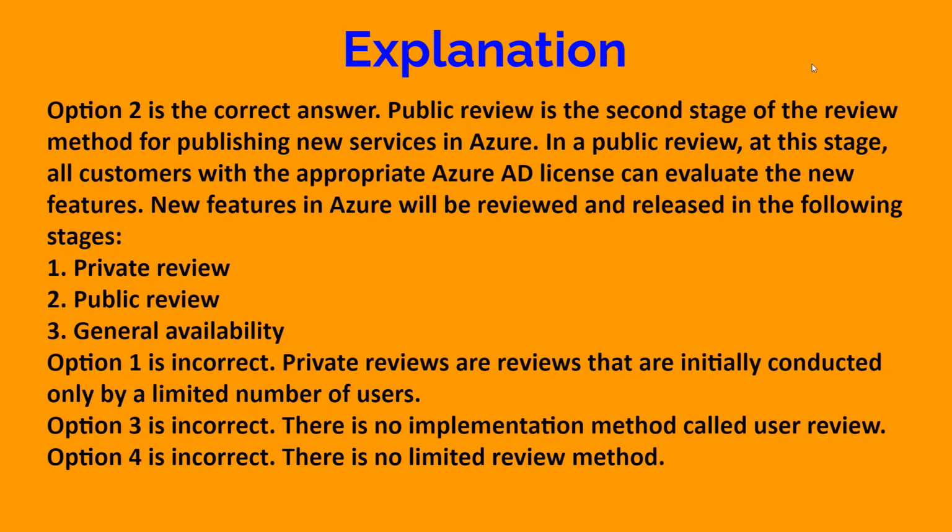New features in Azure will be reviewed and released in the following stages. 1. Private review. 2. Public review. 3. General availability. Option 1 is incorrect. Private reviews are reviews that are initially conducted only by a limited number of users. Option 3 is incorrect. There is no implementation method called user review. Option 4 is incorrect. There is no limited review method.